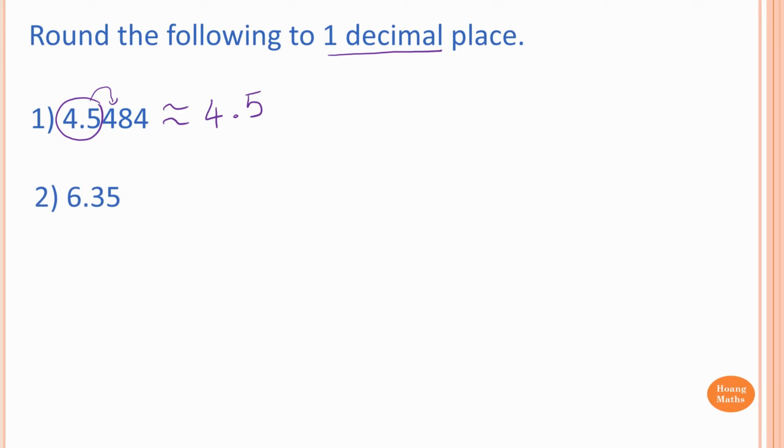Second one, 6.35. At the moment there are 2 numbers after the decimal point, which is 2 decimal places. We need to write up to 1 decimal place because the question is round to 1 decimal place. Before we write 6.3, of course we check the number after 3. That is 5, so halfway. From 5 onward, we need to add 1 to 3. So 1 plus 3 is 4. So the answer is approximately 6.4. That's the answer.